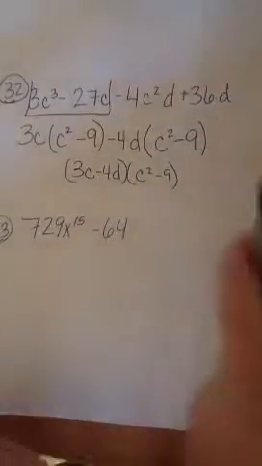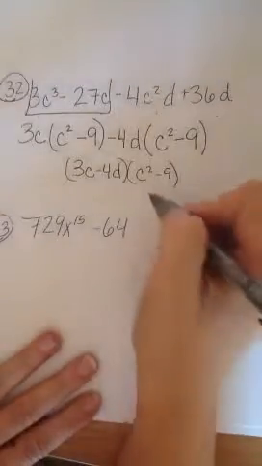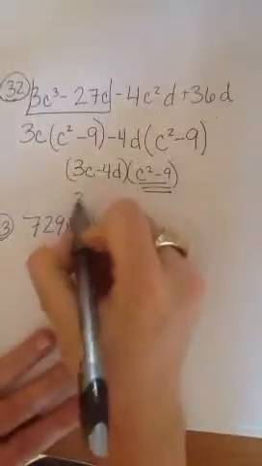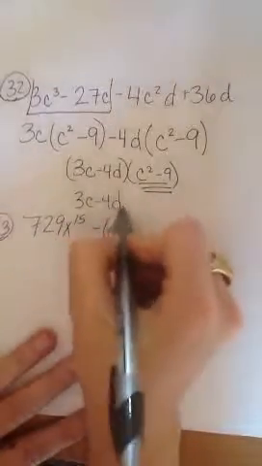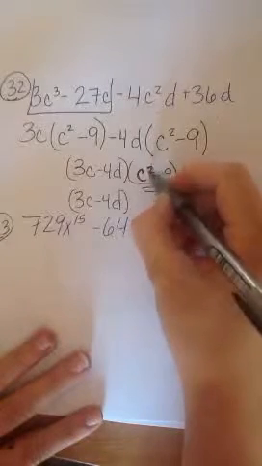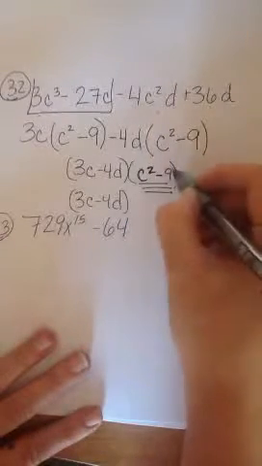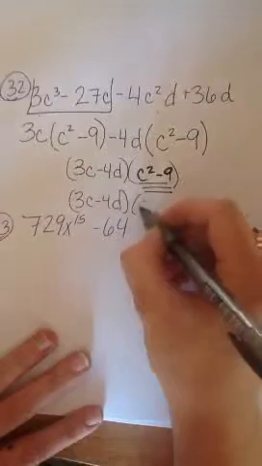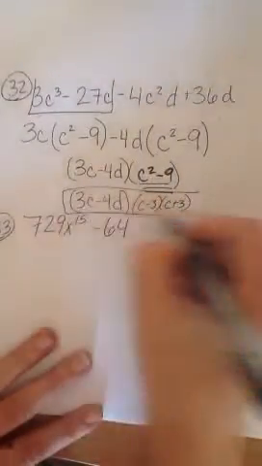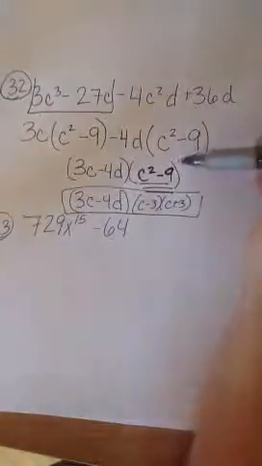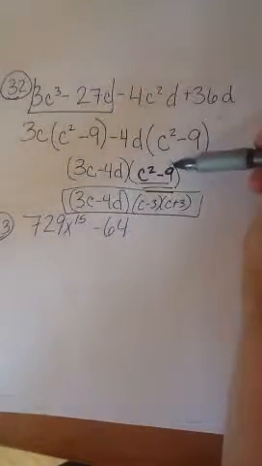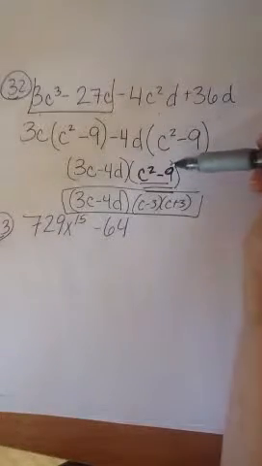Now, we have one of those problems where we're not done yet. This can factor again. So 3c minus 4d, I'm done. I'm good. c squared, perfect square, minus sign. 9, perfect square. c minus 3, c plus 3. You have to have a perfect square number, a perfect square variable, and a negative in order to do perfect squares.